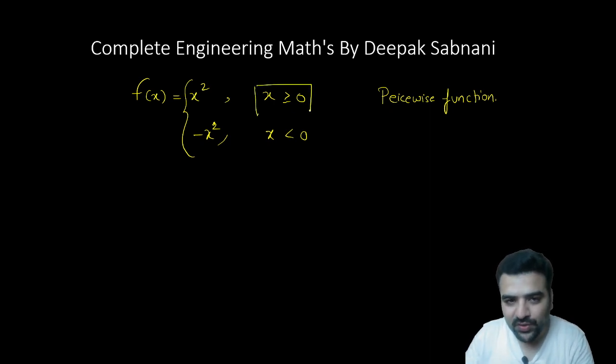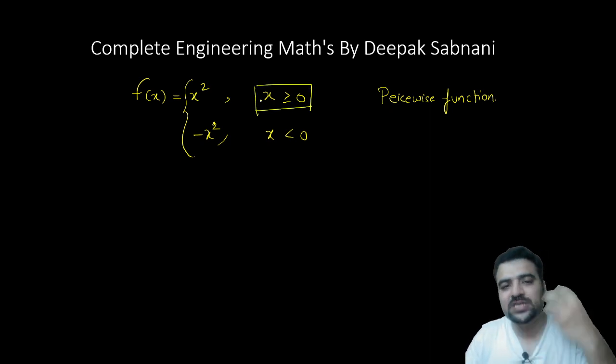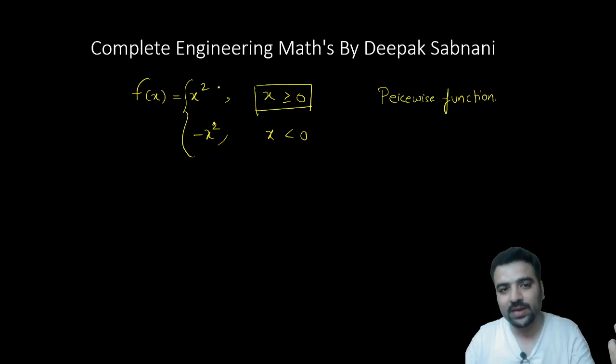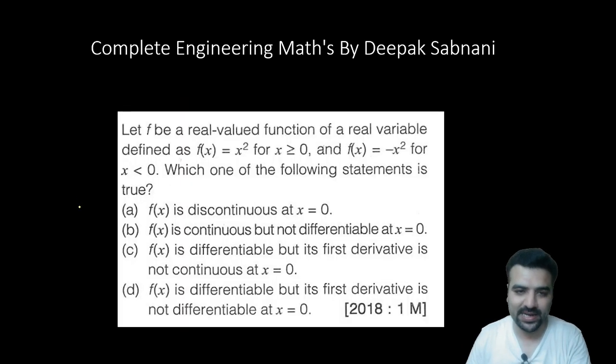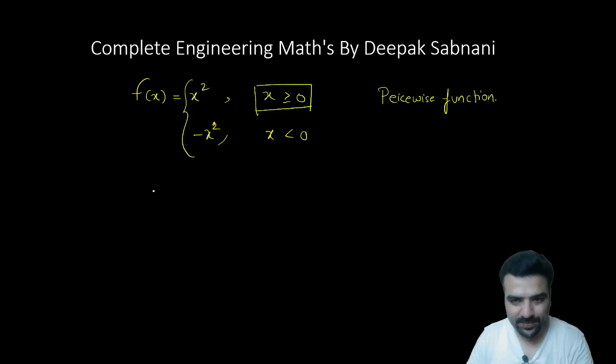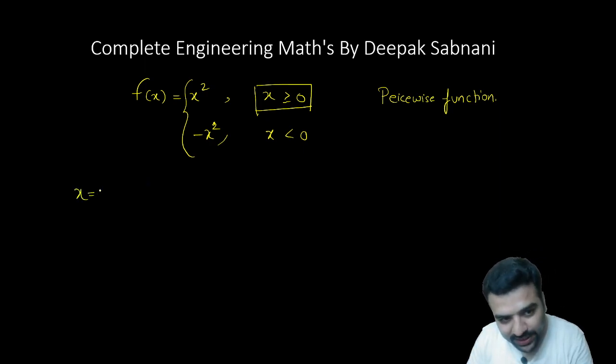So x equal to 0, you can see, when x is positive or equal to 0, it is x square. When x is negative, it is minus x square. Both are two different functions. So it is changing its nature at x equal to 0. So at x equal to 0, I should check. And he is asking at a single point, but I will check at every point because I am taking it as an illustration.